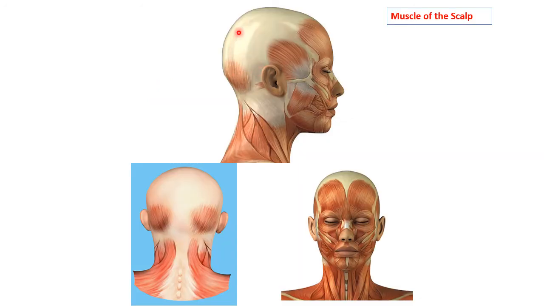Now we will discuss the muscle of the scalp, the occipitofrontalis muscle. It has frontal bellies and occipital bellies. The frontal bellies, these are the frontal bellies, these are the occipital bellies. The frontal bellies arise from the skin and subcutaneous tissues above the eyebrows and root of the nose.